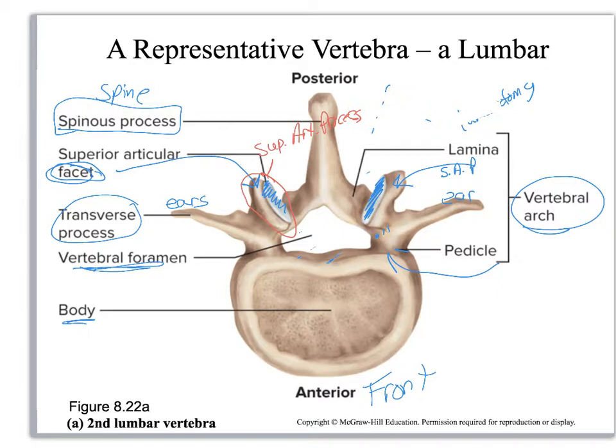And the smooth surface here is the facet. The facet is where another bone attaches to it. The process is the projection that's being created by that. Okay? All right, next slide.